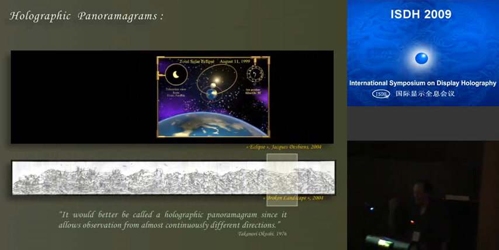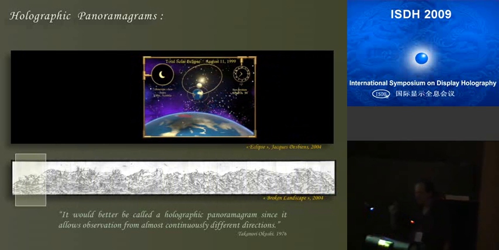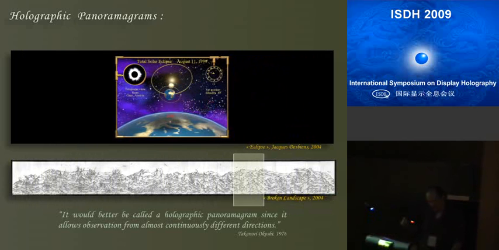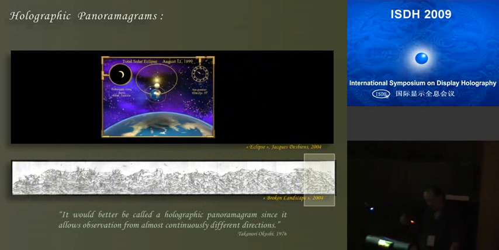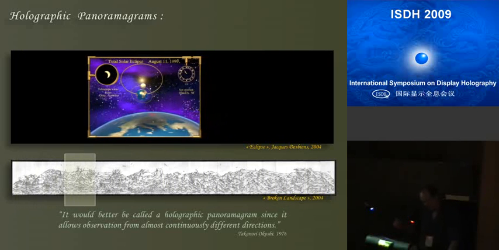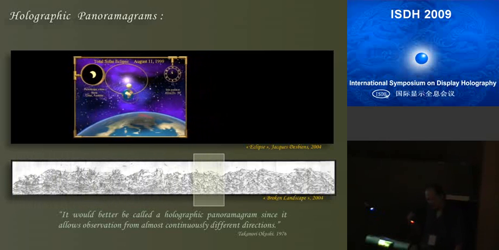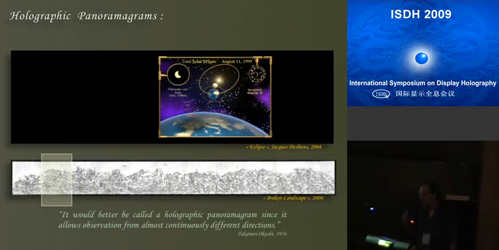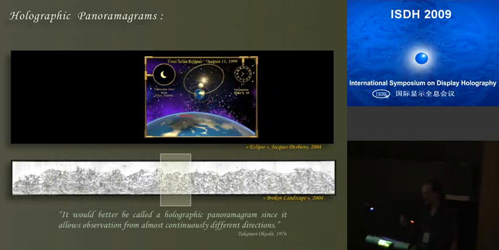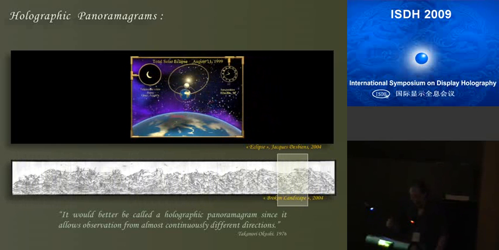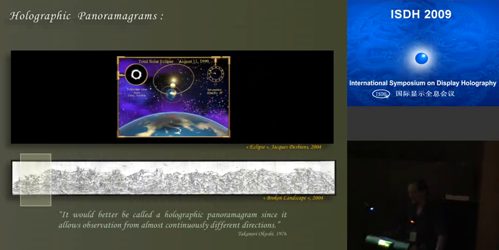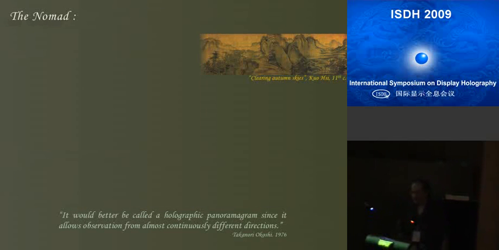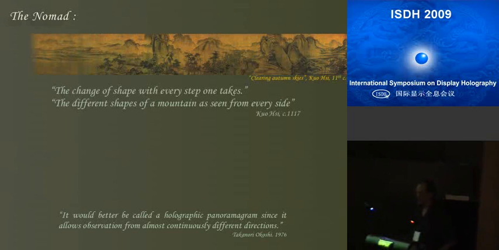And there's a little comment when he talked about holographic stereograms. He says it would better be called a holographic panoramagram, since it allows observation from almost continuously different directions. And this for me was very important. So again, I started looking at history. And from the Cyclops, I discovered the nomad.